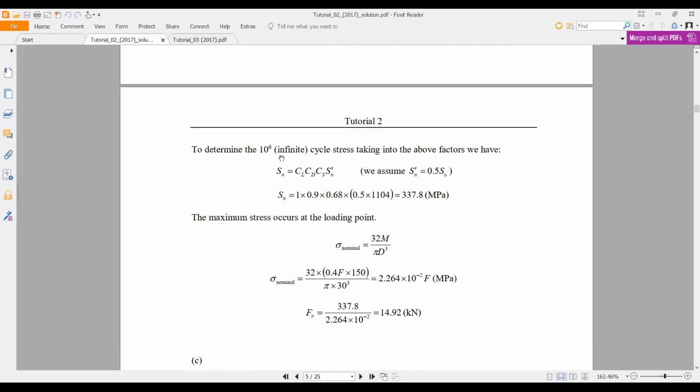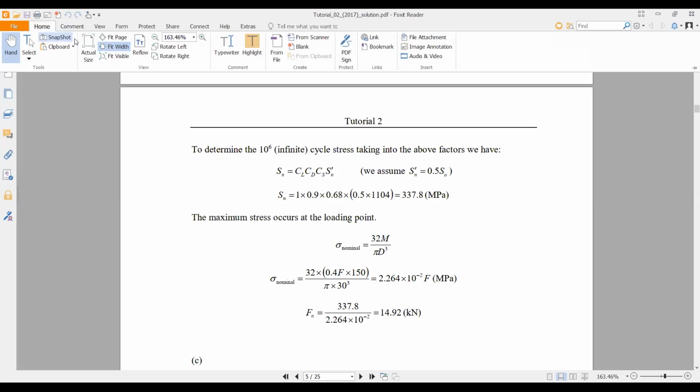Then you need to find out the ultimate tensile strength at the 10 to the power 6 cycle. Okay, infinite life. So then this is the equation: Sn prime equals 0.5 times Su. This is the ideal case, so it should be substituted here. Then you can get the endurance limit for this case. So this is the value. I hope you know how to get these equations.